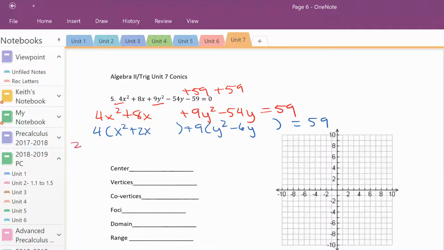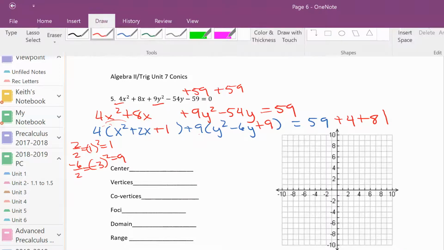So 2 divided by 2 is 1. 1 squared is 1, so I'm going to add 1 here. But in reality on the other side, because I'm multiplying everything by 4 here, I'm going to add 4. -6 divided by 2 is -3. Squared is 9. So I'm going to add 9 here. But in reality, 9 times 9 is 81. I'm adding 81 to the other side.